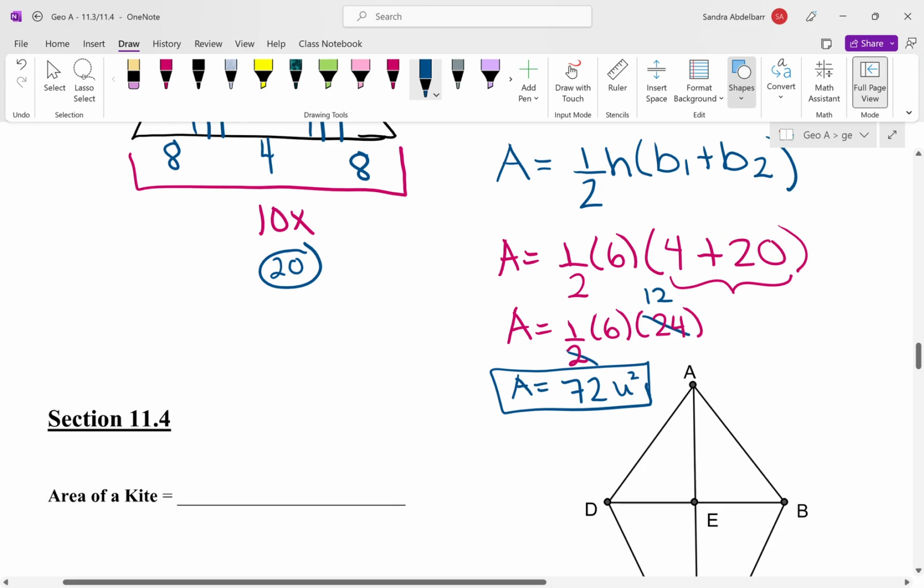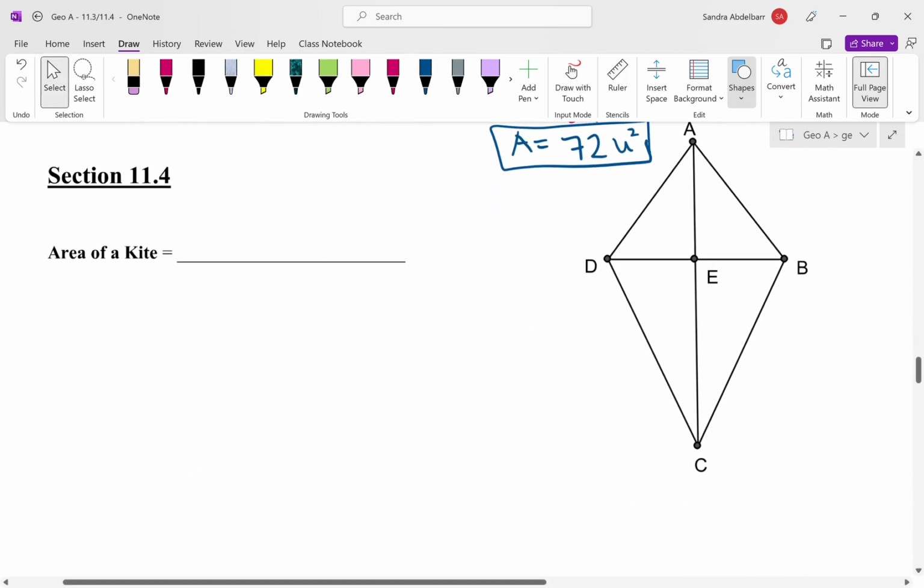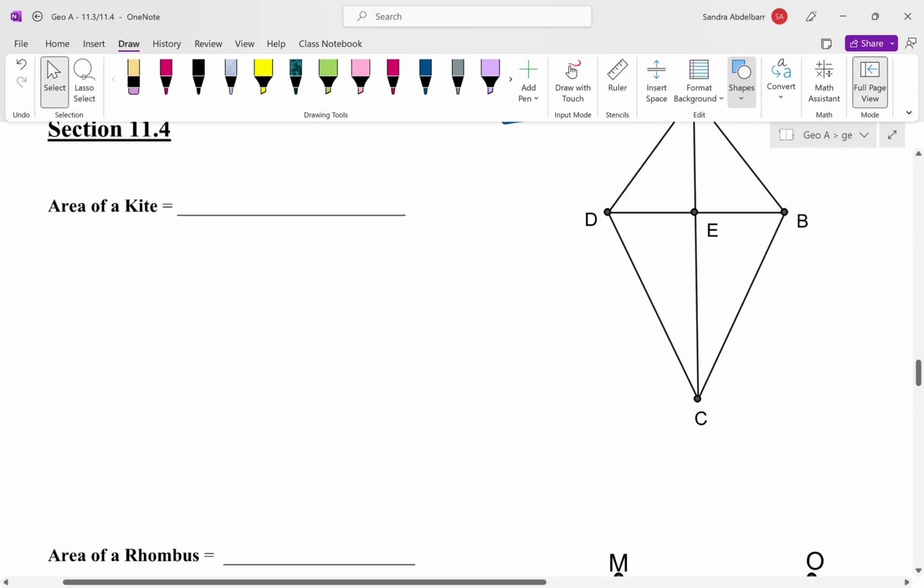All right, that's 11.3. Are we ready for 11.4? Yes, we are. All right, 11.4, area of a kite.